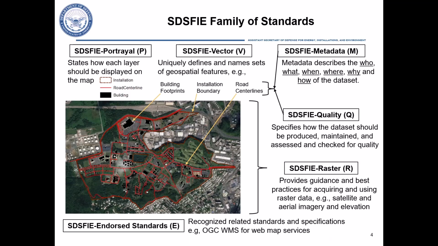The endorsed, or E standard, is the set of geospatial standards that are external but complementary to SDSFIE and vetted by the SDSFIE community. All of these standards help fulfill the DoD goal of making installation and civil works geospatial data and services visible, accessible, understandable, linked, trusted, interoperable, and secure, or VALTIS, across the DoD.